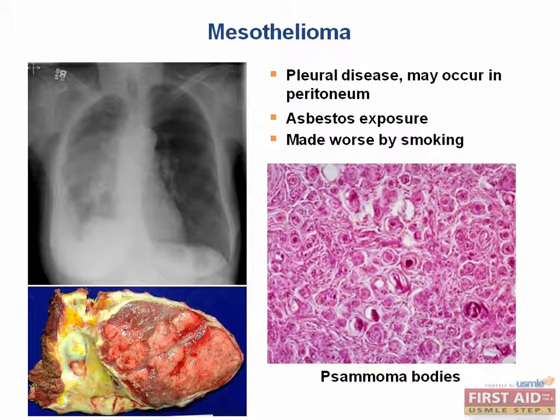Now on histology you'll see psammoma bodies, which are laminated calcifications. Now this image happens to be examples of psammoma bodies from a meningioma. Can you remember what endocrine malignancy of the head and neck also has psammoma bodies on histology? That would be papillary thyroid carcinoma, the most common malignancy of the thyroid. Check out our endocrine section for more on that.